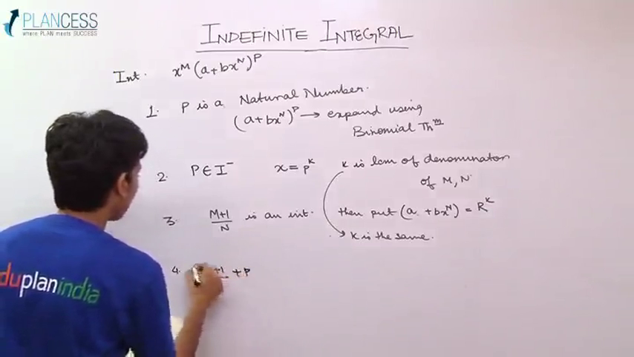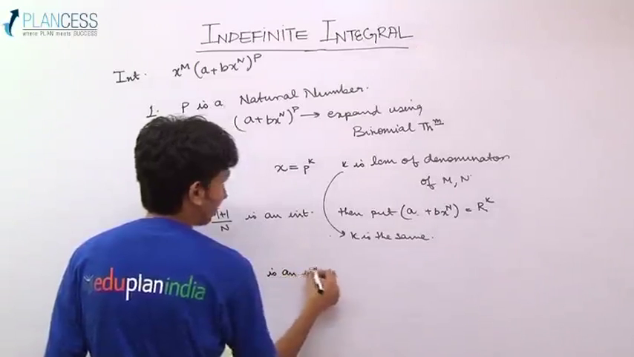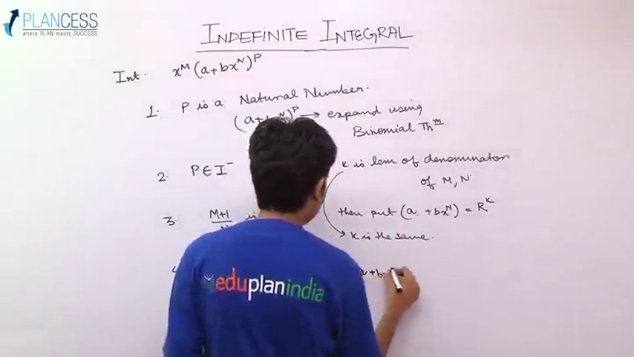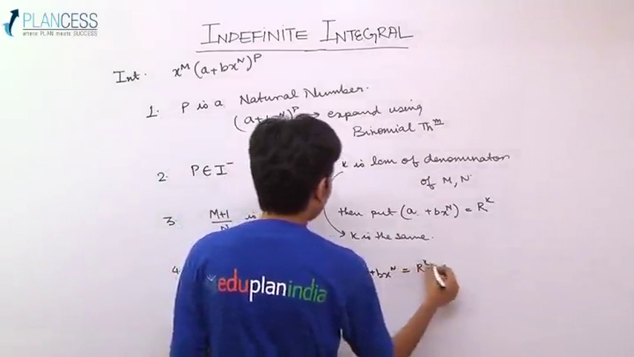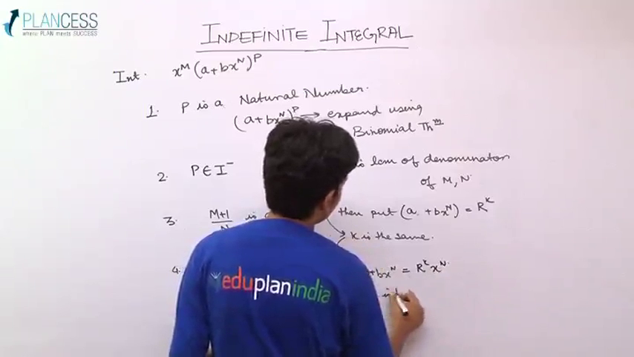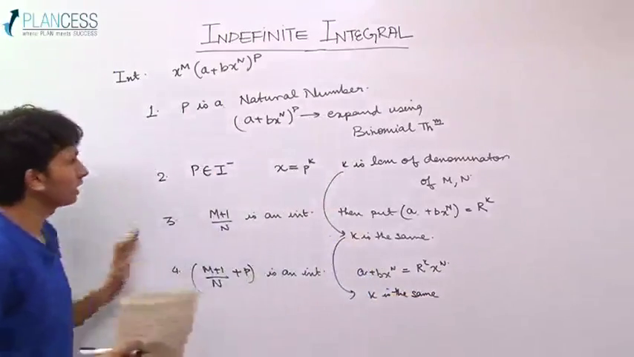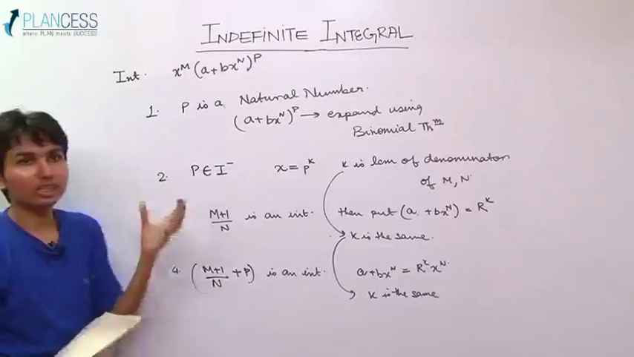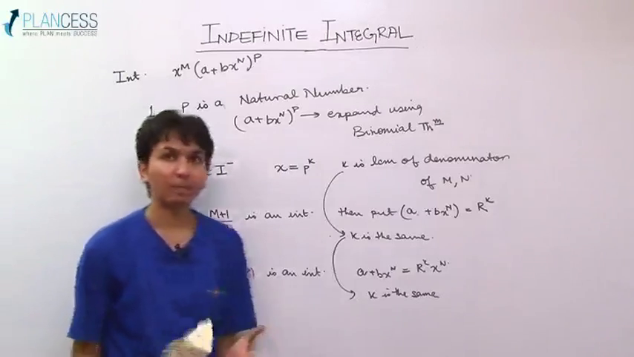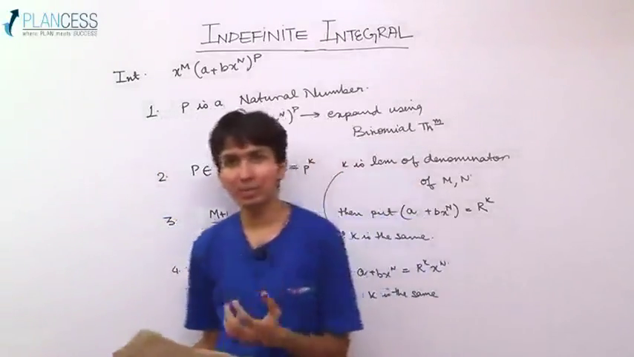The fourth, these are very complicated conditions: if (m plus 1) by n plus p is an integer, then the trick is to put a plus bx raised to capital N as r raised to k times x raised to n, where again k is the same. So here I have written 4 ways on how to solve this. Basically the first one is very easy to understand why it will work, but the next 3 are quite difficult. So an example is the best way I can show you why these work and how they reduce the integral to a very easy integral.